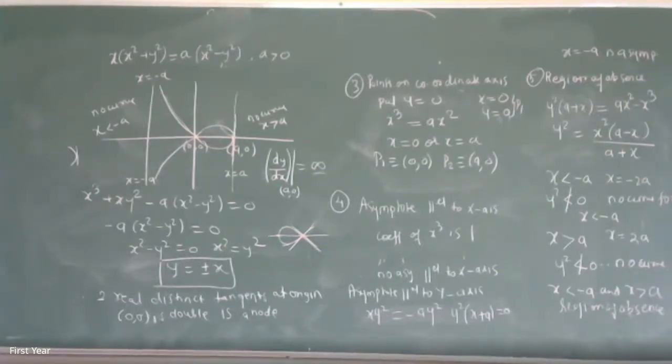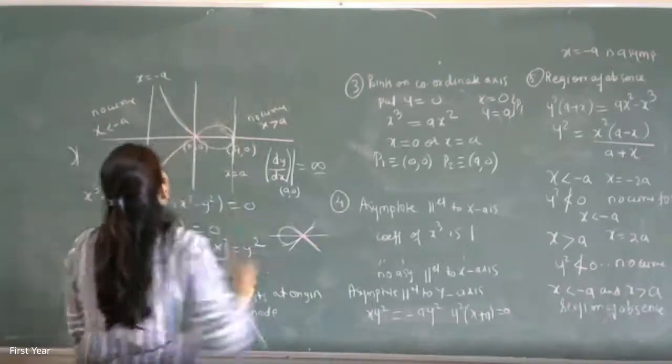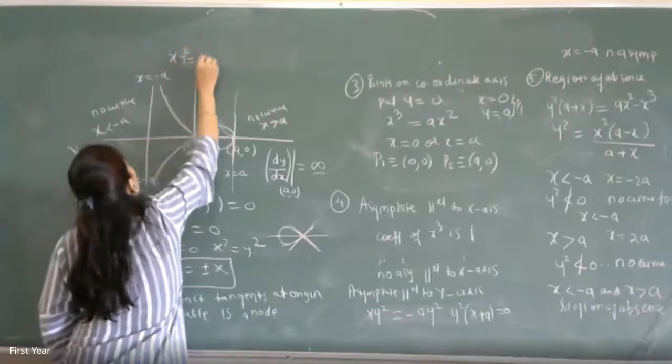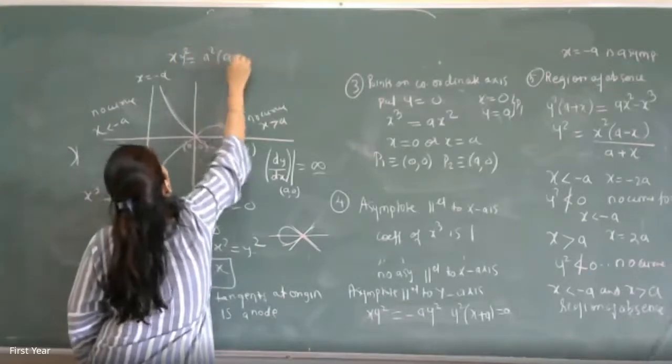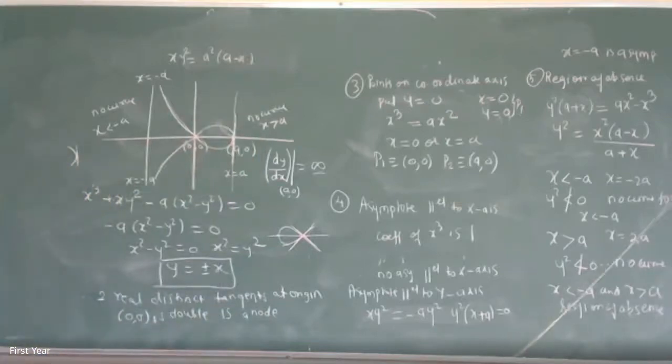x y square is equal to a square into a minus x.